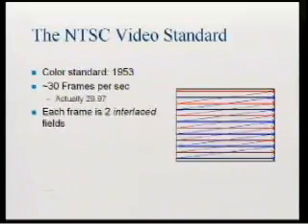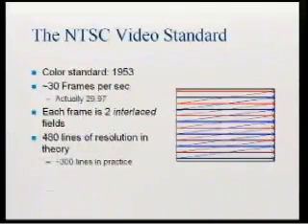For the most part, it is 30 frames per second, and each frame is two interlaced fields. So it scans out all the odd numbered lines in 1/60th of a second, and in the next 60th of a second, it scans out all the even numbered lines. You don't need to worry about this too much unless you're going to get into advanced video editing, which will be the subject, hopefully, of next year's digital video course.